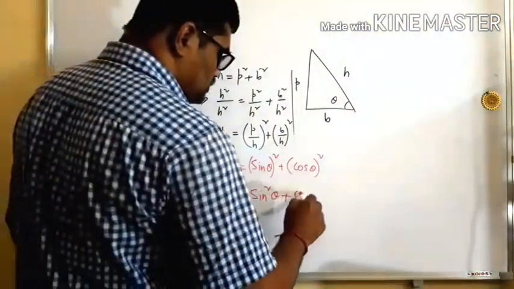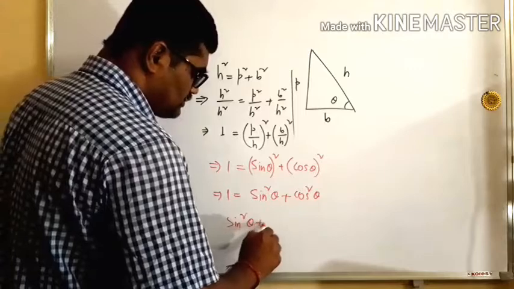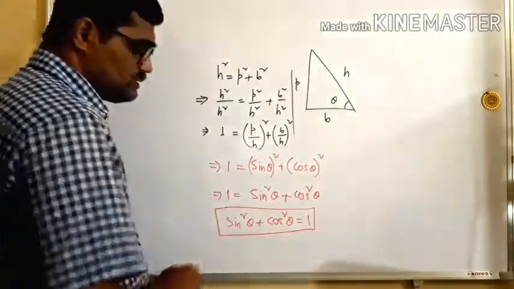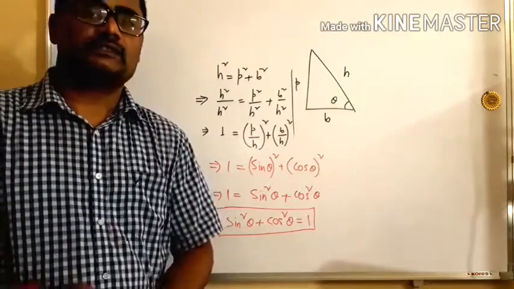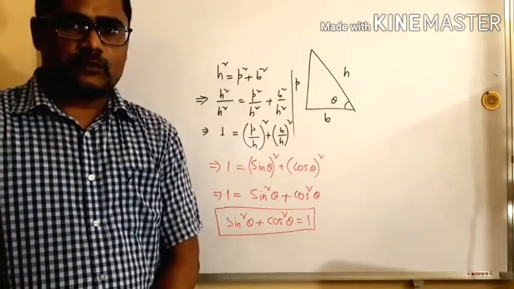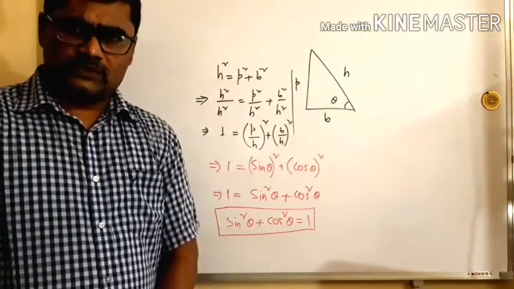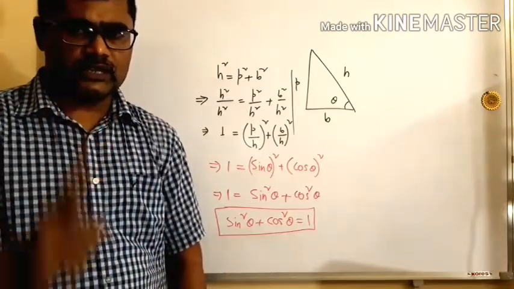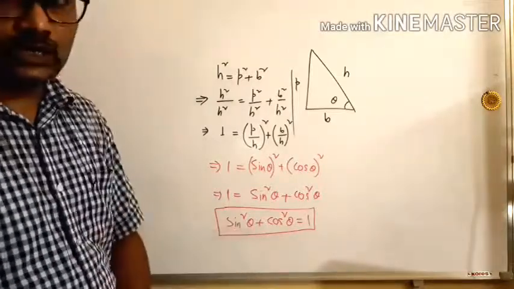So the other part will be what? Cos square theta. So you are ultimately ending with this particular formula: sin square theta plus cos square theta is equal to 1 always. So that is one of the identities. And these identities are derived from Pythagoras theorem applied in this particular right triangle, and therefore they are known as Pythagorean identities. So this is one of the Pythagorean identities. One is done, right? Okay, this is the fundamental one.